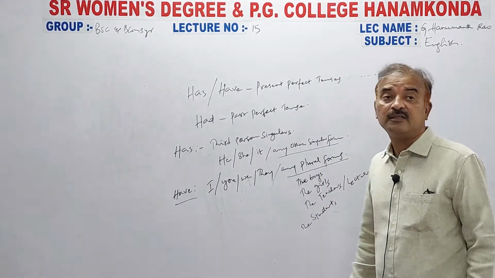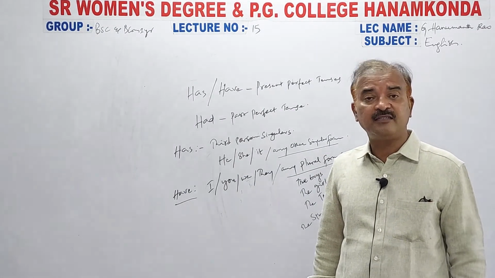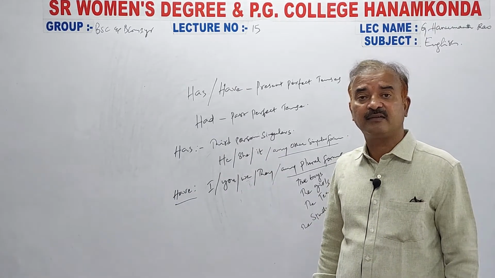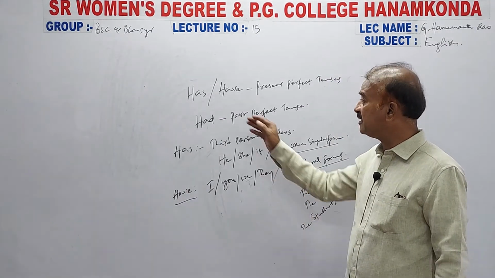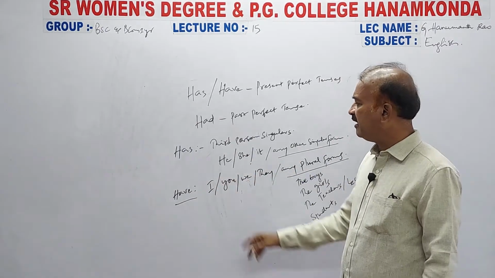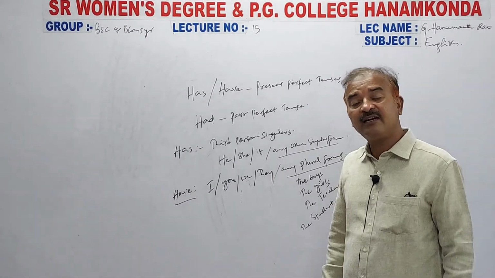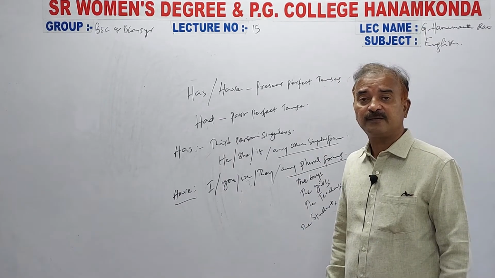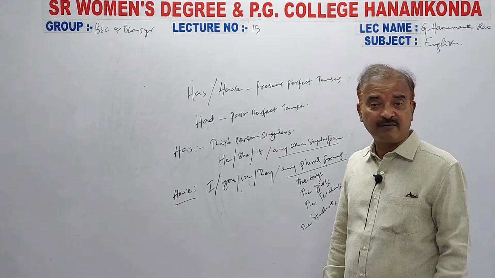So you should be careful in using these things. You should be wise enough in choosing these things in the right way, acceptable way. You should not get confused, and you should not use this has for all these things. And you should not use this have for all these things here mentioned. It will go wrong. So be careful in using these things.